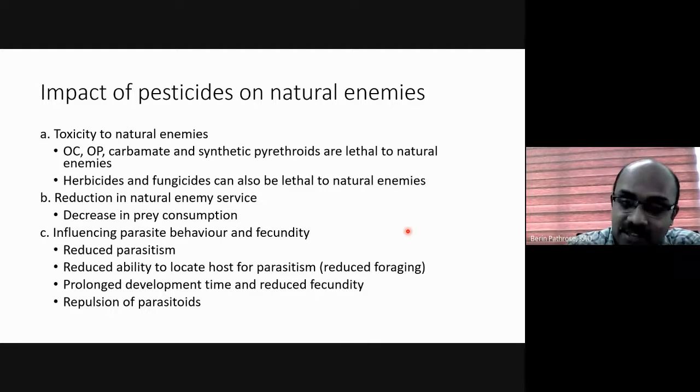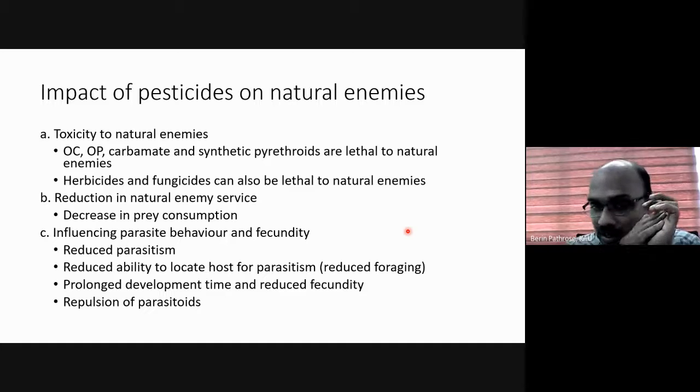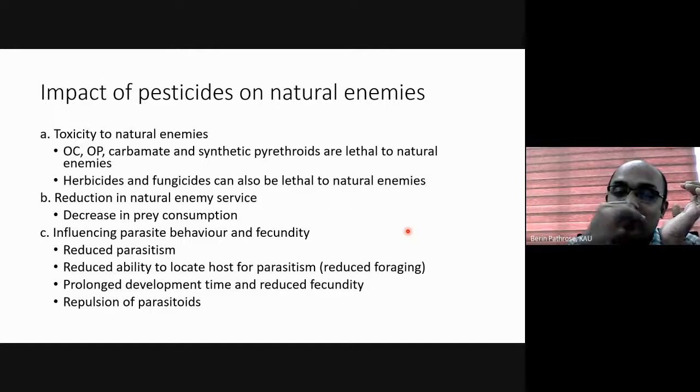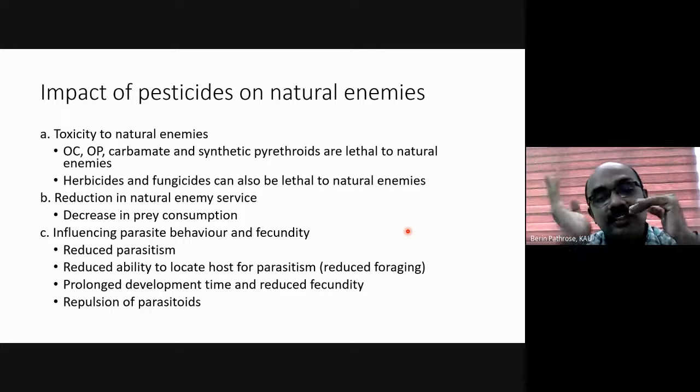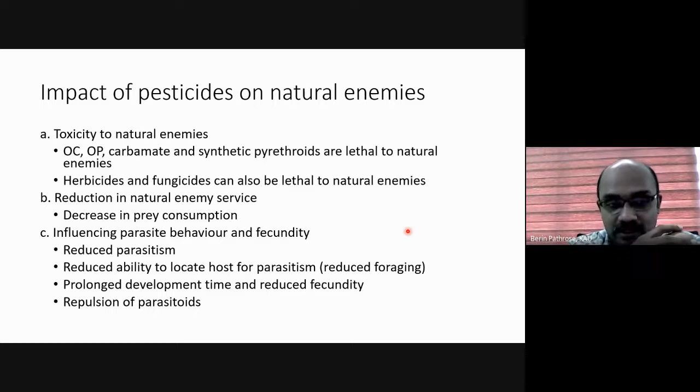That means there can be a decrease in prey consumption. What is the service natural enemies do for us? They consume the pest and reduce the pest population. If you reduce it, it won't stop pest consumption altogether, but it may decrease consumption. That means the pest reduction will be very limited, so there will be a reduction in the natural enemy service.